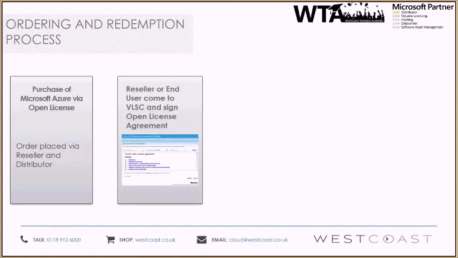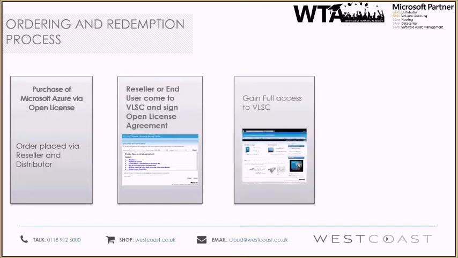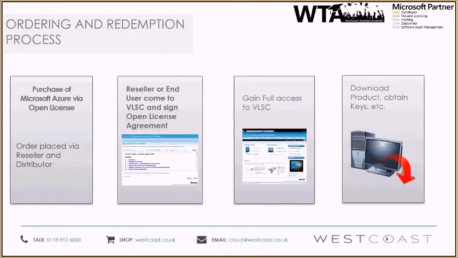Then what happens is, within 24 hours, you'll receive an email from Microsoft saying, congratulations, come onto the Volume Licensing Service Center and sign the open licensing agreement. It's nice and easy. Basically, once you've done that, you get full access to the VLSC, and then you download the credits. It's that simple. It goes from placing the order, to within 24 hours you've got the email, you've got the credits, and now that's the ordering done.